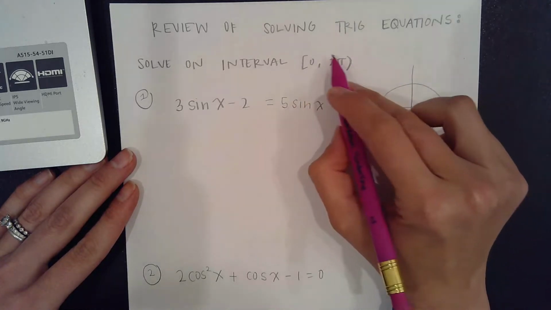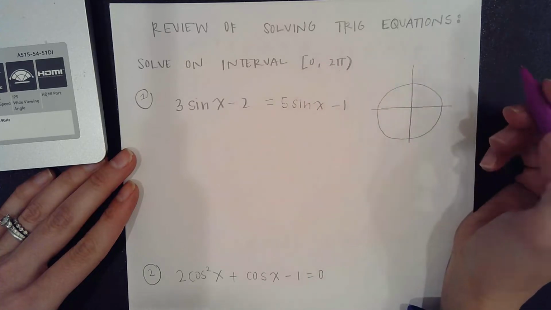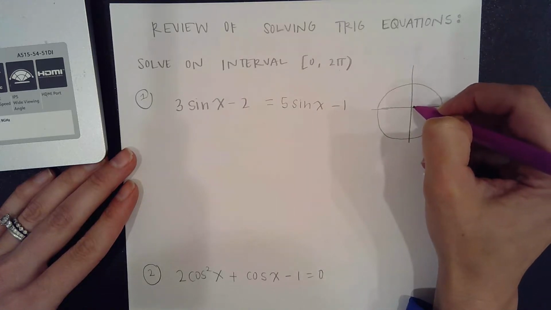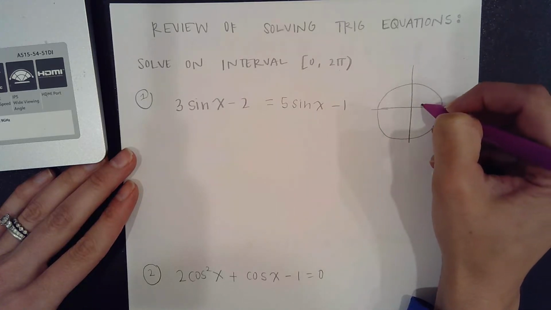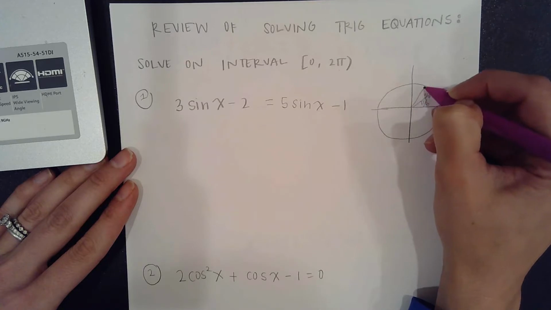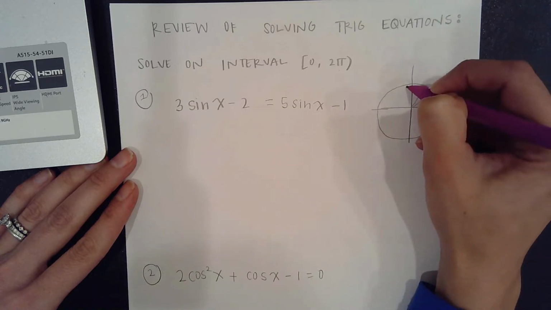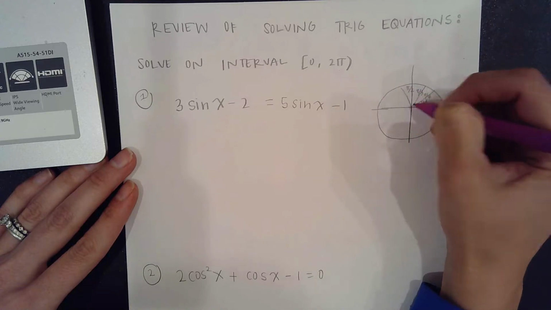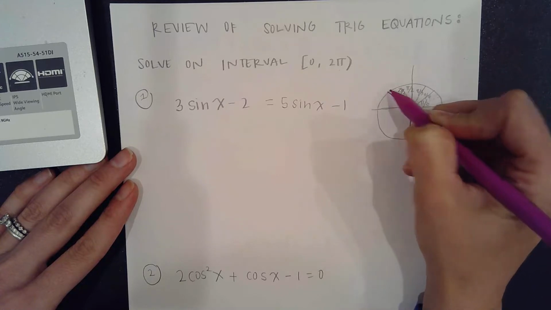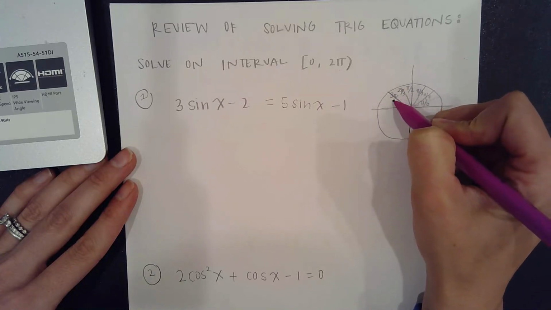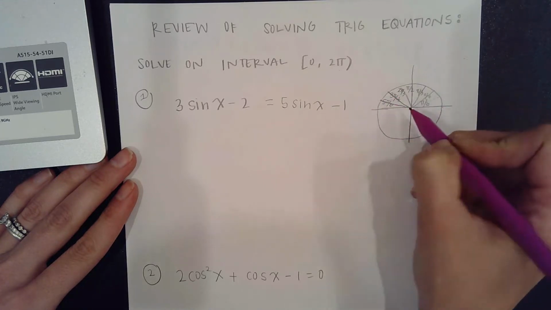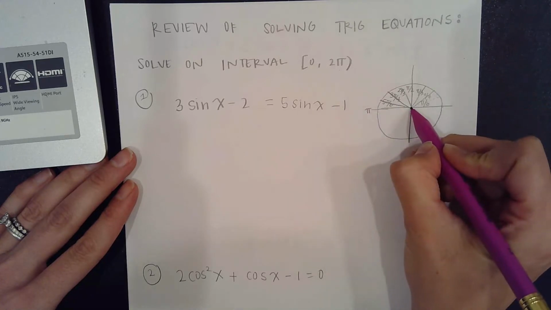So for these questions that we're going to look at, we're going to be looking at one full rotation of the unit circle, so from 0 all the way around to 2 pi. So then we would have pi over 6 here, right? So it'd be pi over 6, pi over 4, pi over 3, pi over 2. This is terrible, I'm sorry. 2 pi over 3, 3 pi over 4, 5 pi over 6. Wish I had a better drawing.